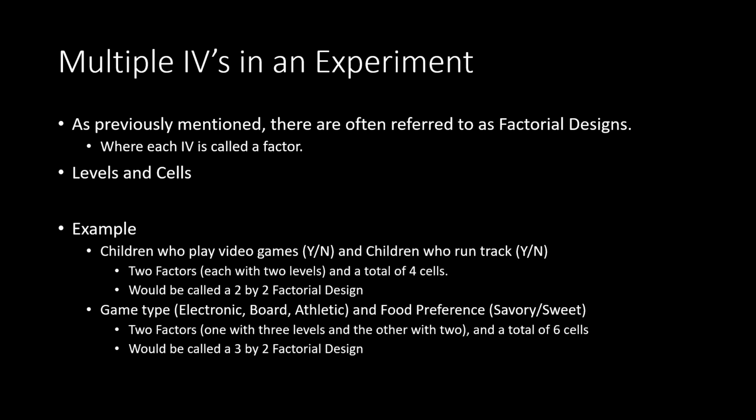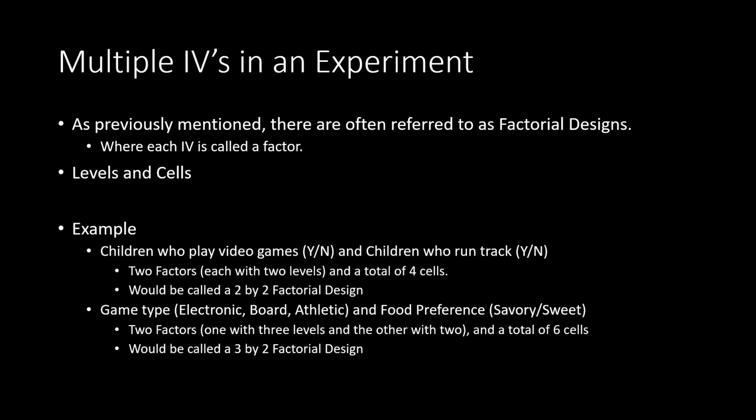This type of study would often be called a 2x2 factorial design, where the 2 and 2 are just the number of levels in each of the various IVs that are present in this study. So another one of this would be, again, let's say we're just looking at how happy people are. And this time we're interested in how the type of games people play and the type of food that they prefer impact how happy they are.